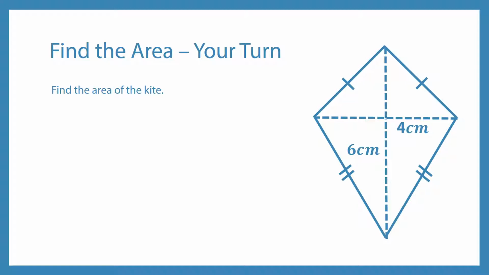Now it's your turn. You have the two diagonal lengths of this kite. Can you find what the area is? So we use our formula. Area is half xy. So it's half times 4 times 6. So 2 times 6. So 12 square centimeters.